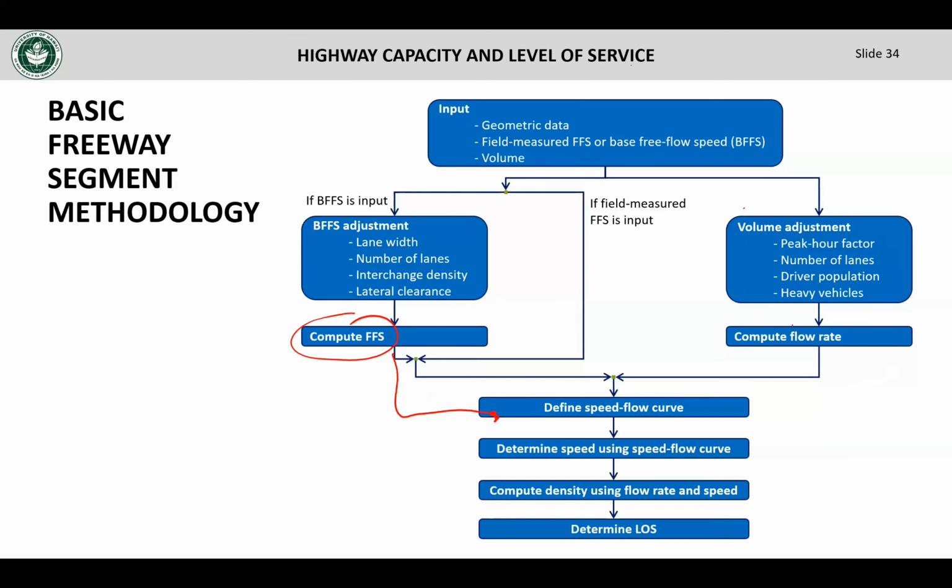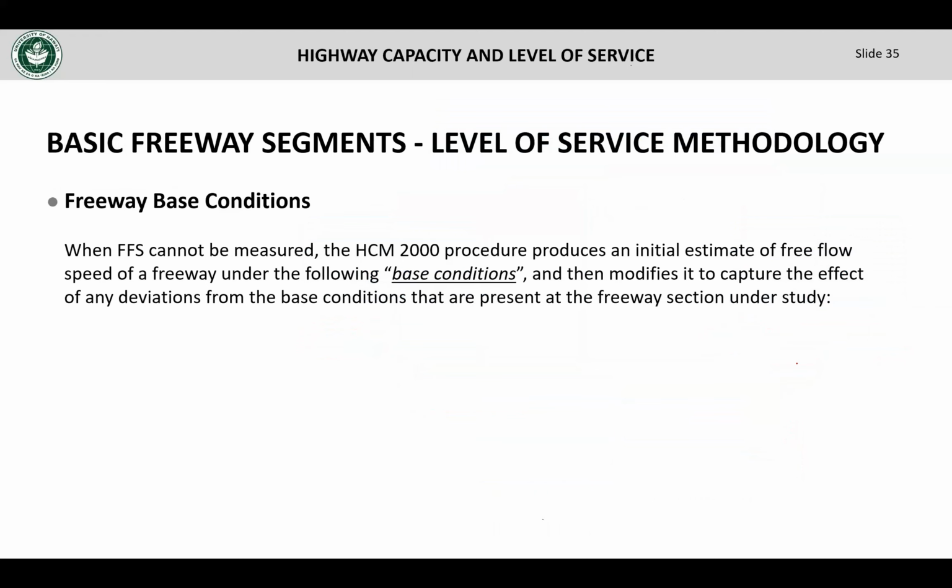So once we do those two things, this one defines the speed flow curve. And with this flow rate, for a given speed flow curve, we can determine what speed we have. And remember, the ratio of flow to speed gives us the density. So with that, we will be able to compute the density, and that basically determines the level of service. These four things basically find that point that I told you previously that defines the capacity.